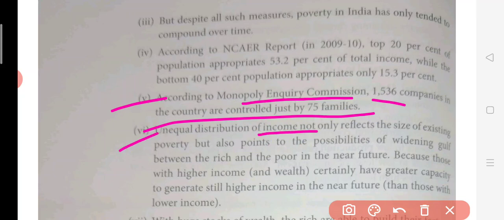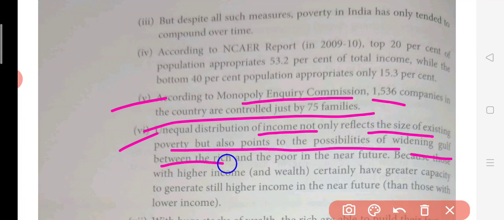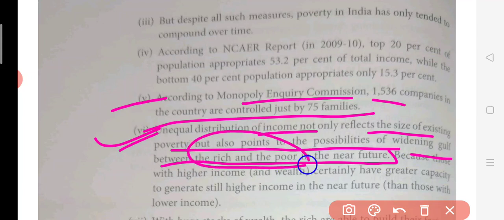Now, unequal distribution of income not only reflects the size of existing poverty but also points to the possibility of widening of the gulf between rich and poor in the near future. So what does this unequal distribution show? Poverty is increasing, but a very big gap is forming between whom? Between the rich and poor it keeps growing, and it is not able to reduce continuously.